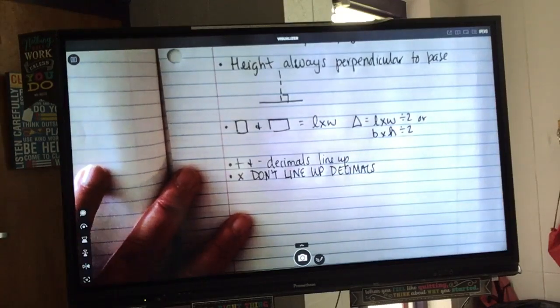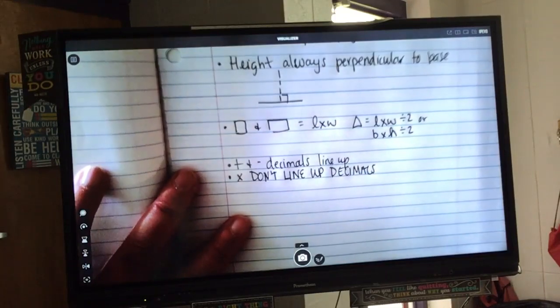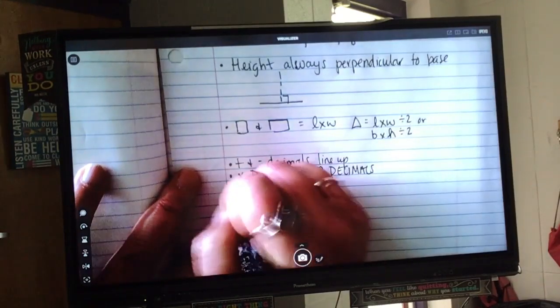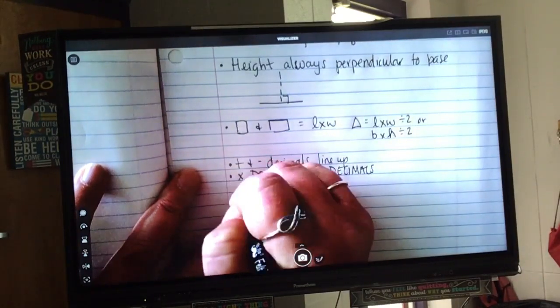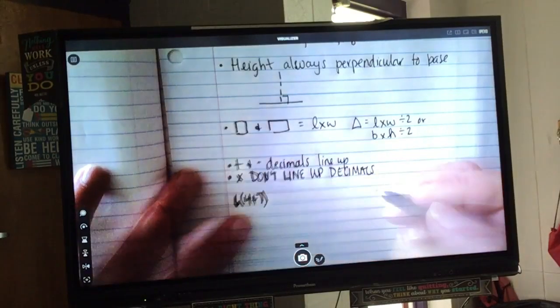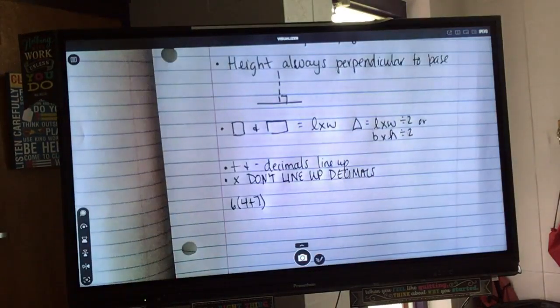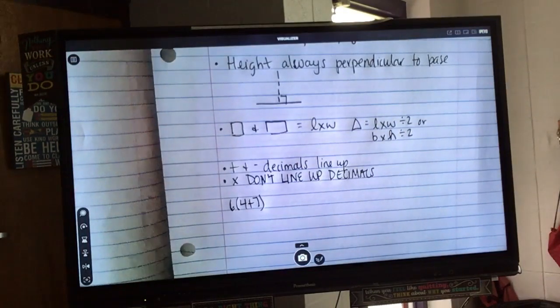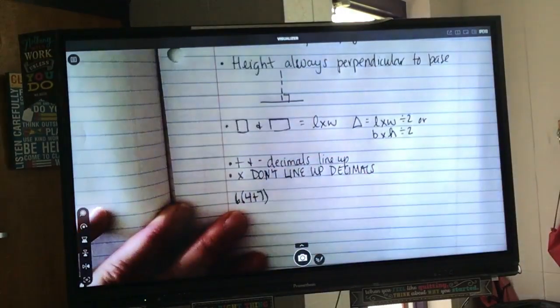I have no idea what you were saying. Louder? Louder. I got nothing. All I got was 6 parentheses, 4 plus 7, which squared outside the parentheses. No. Just put your no. He's right there and he can't even hear you.